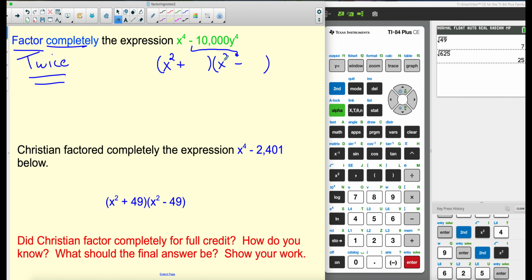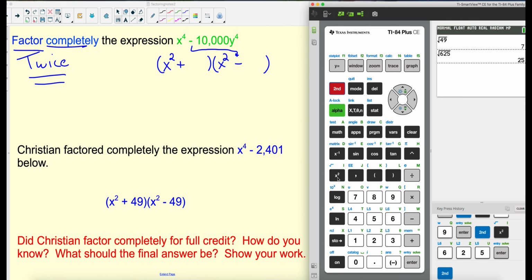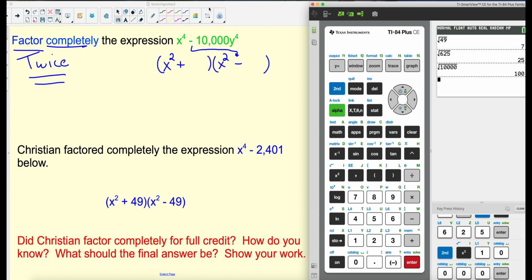Square root of 10,000 y to the fourth. Well, I have an idea what 10,000 might be, but maybe you don't know what it is. No problem. Guys, use your calculator. That's why we have it. Second, x squared, you put 10,000. Notice I didn't put the comma in. You never put commas in the calculator. You hit enter. And of course, as I had figured, it is 100. Okay? So no problem. So we put 100 in there.